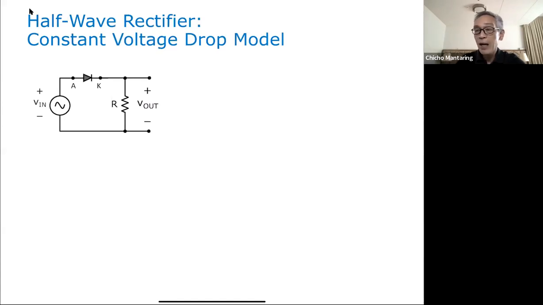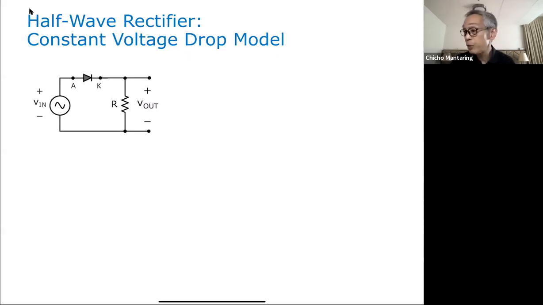No? So sabi natin, we use the ideal model pag malaking-malaki yung applied voltage so that the diode voltage drop is negligible. No? Pero what if our input voltage is rather small, na yung voltage drop across the diode already becomes considerable. No? So ang model na gagamitin natin ngayon in the half-wave rectifier analysis is the constant voltage drop model.